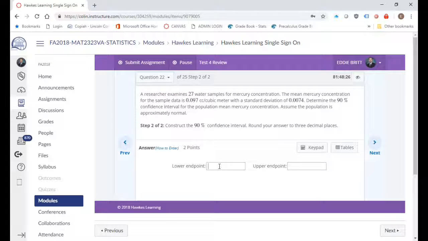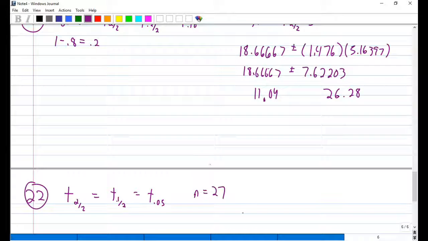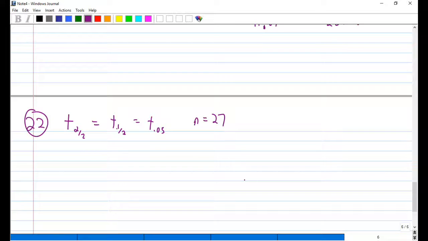Now actually construct the confidence interval. So we're going to have to figure out all those. Well, it gave us a lot of the values that we need in the problem. Like it gave us the mean concentration was 0.097. It gave us the sample standard deviation was 0.0074. And we just found the critical value. So it's the mean plus or minus the critical value times the sample standard deviation.